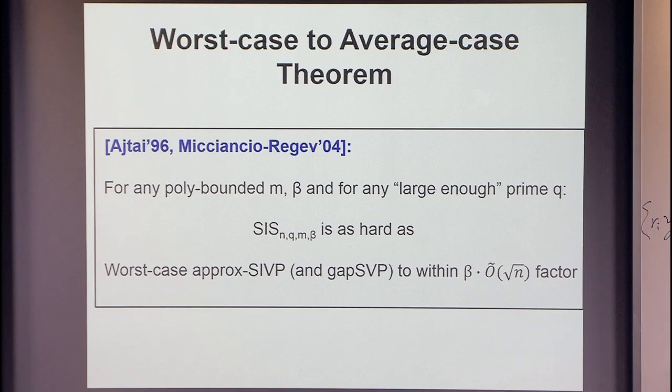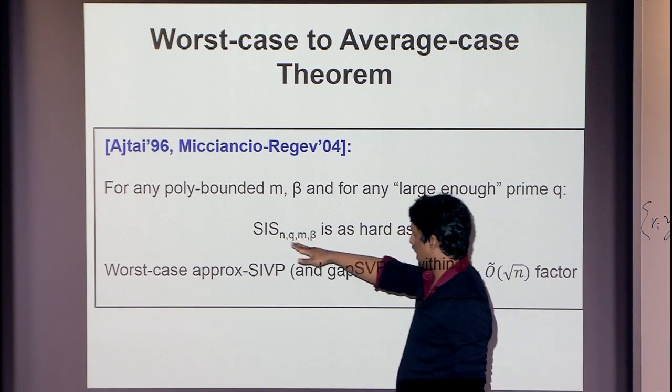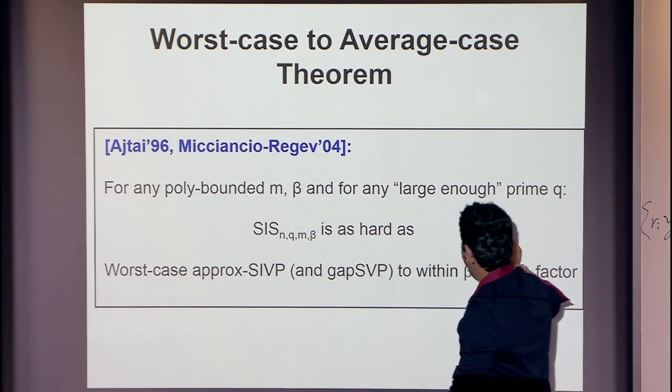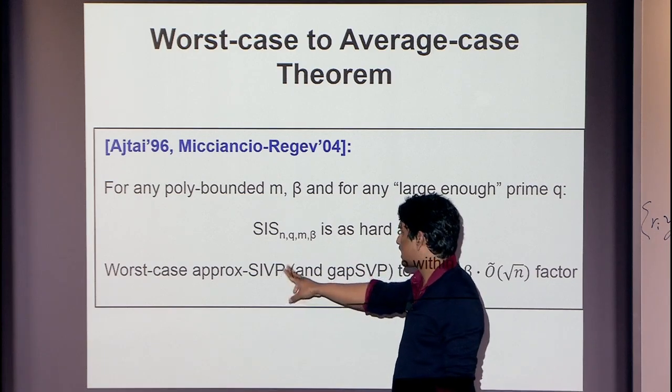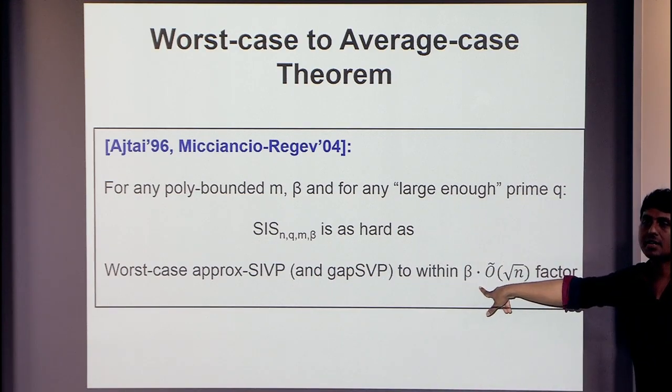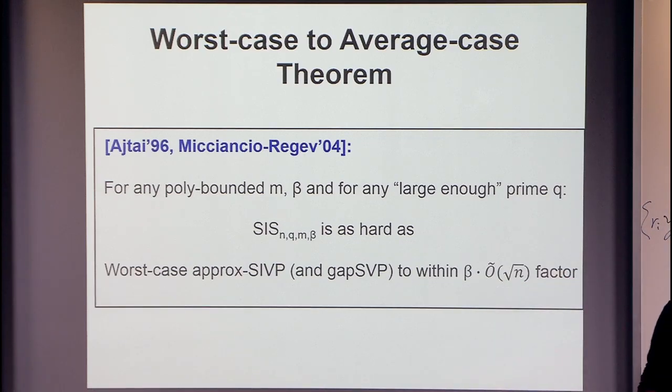Finally, this is a theorem that you can prove: for any parameters n, q, m, and beta, with some conditions, so Q has to be large enough, you can reduce from worst-case approximate SIVP to within a factor of square root n worse than the quality of the solution that the SIS algorithm gives me. So you solve SIS and give me a vector of length beta, and I am going to find in the lattice many linearly independent vectors of length about beta times root n.